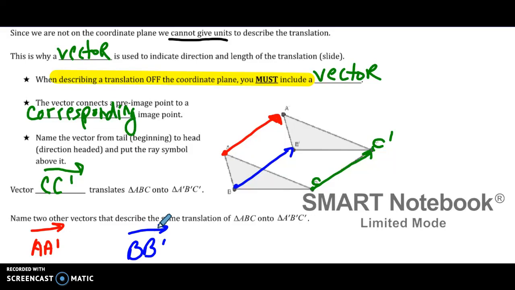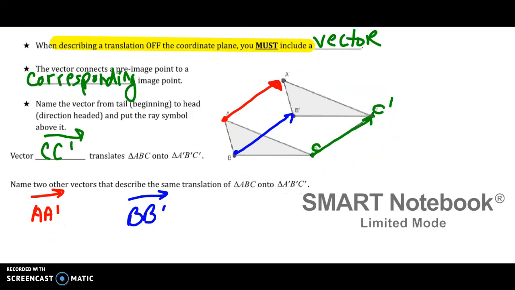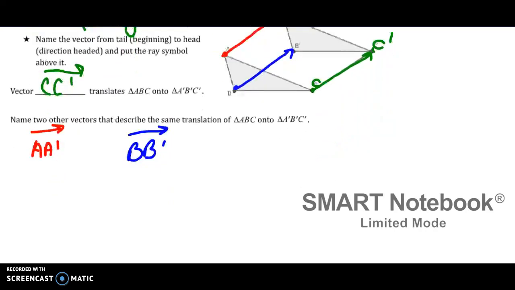Okay, so the important thing is that you start with where you begin. The end of the vector is where you are heading. That's where the arrow should go. Again, we indicate that with the little ray on top of it. And we must have this information when describing a translation that is not on the plane. And they must be corresponding points.